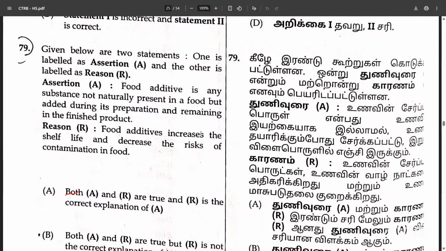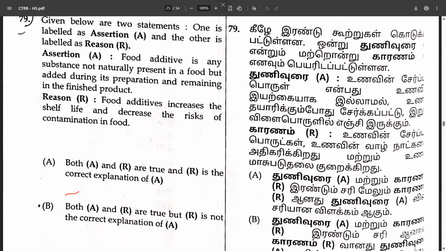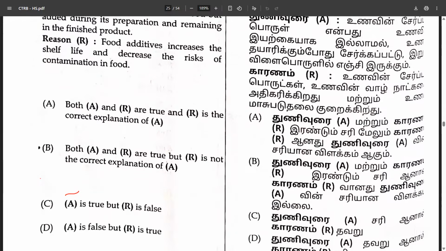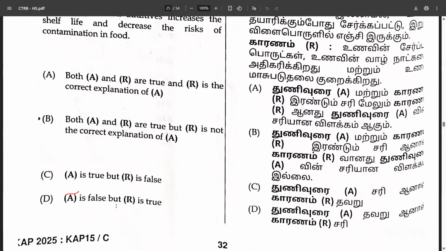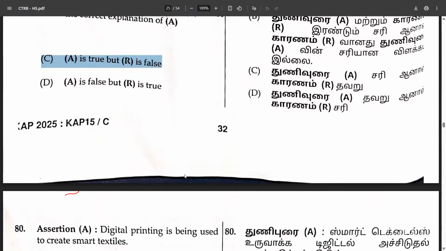Okay. Food additives increase the shelf life and decrease the risk of contamination of a food. No. Actually, it increases the food shelf life and decreases the risk of contamination of a food. So actually for the 79th question, assertion is correct, but reason is false. So C will be the correct answer. A is right and R is false.